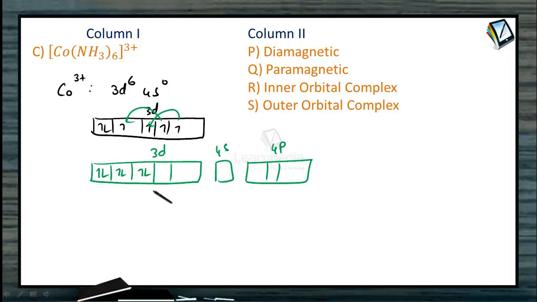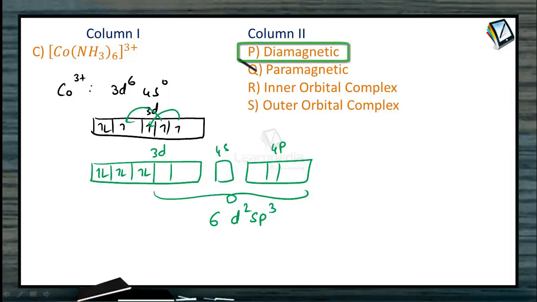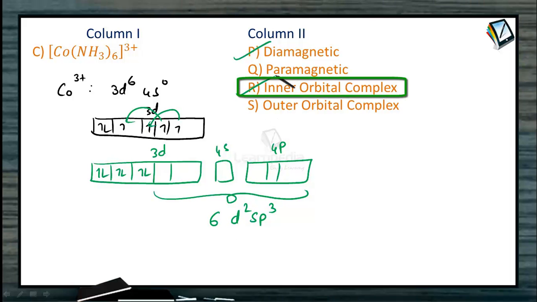So then these 2 d orbitals, this 1 s orbital, these 3 p orbitals mix together in order to form 6 d2sp3 hybrid orbitals. So here there are no unpaired electrons, so this is diamagnetic in nature. As the inner d orbitals are involved in hybridization, definitely this is inner orbital complex. So based on the number of vacant orbitals required for the coordination with the ligands and also based on the type of ligands to which it is attached, accordingly the pairing of electrons takes place.